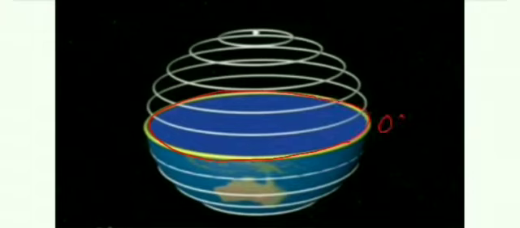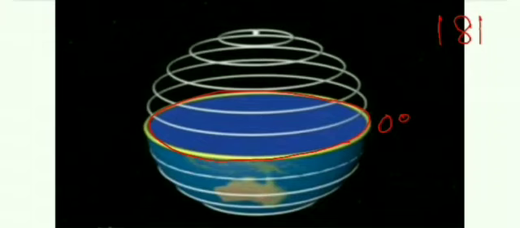We know that this equator divides the earth into northern hemisphere and southern hemisphere. So how many latitudes are there? There are total 181. How come?